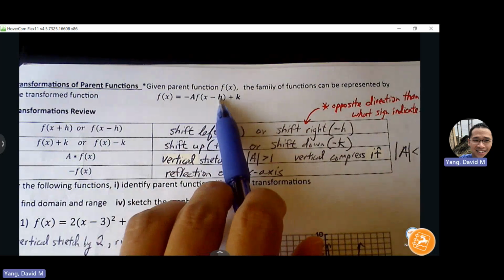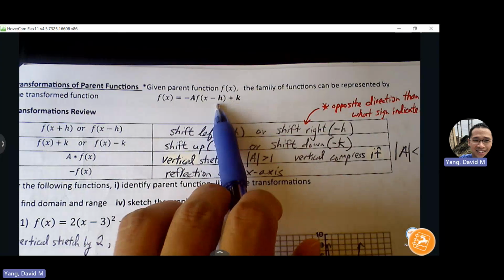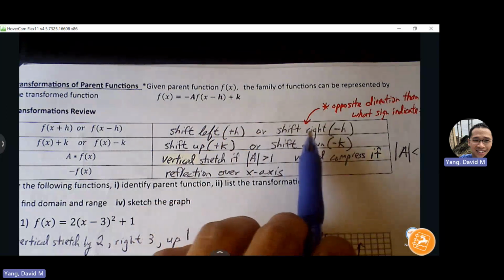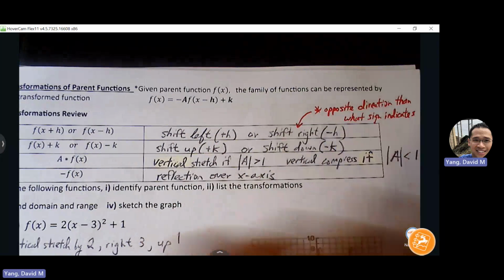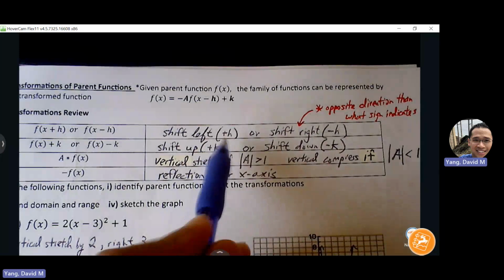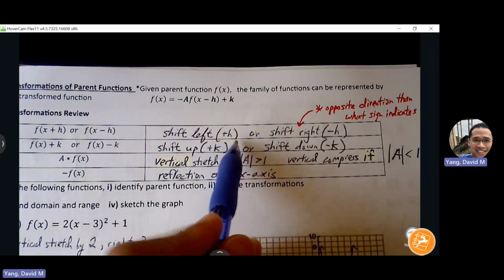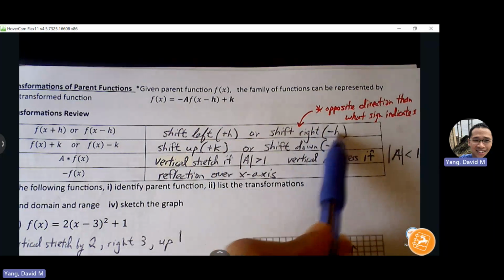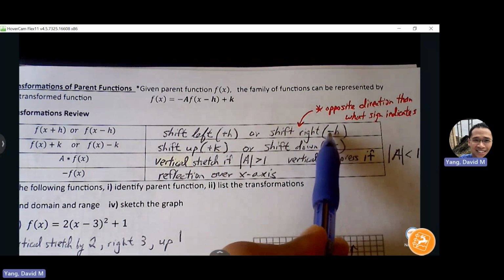This h here, whatever number you see in here, is going to shift left or shift right, but just understand that it's going to go in the opposite direction of what you would expect. If you see a +3 or +4, that's going to shift your parent graph to the left. If you see a -4 or -6 or -8, that's going to shift your parent graph to the right.